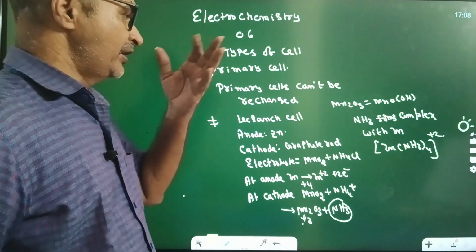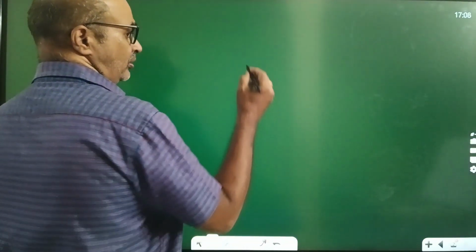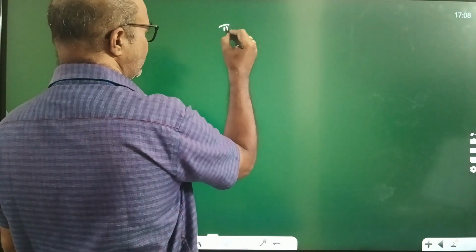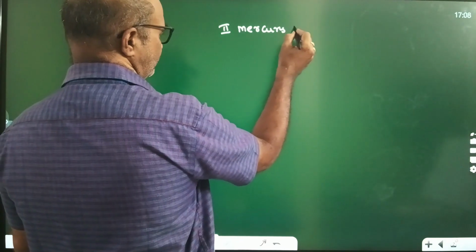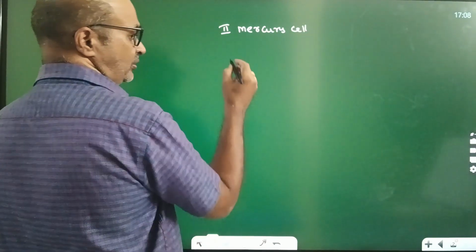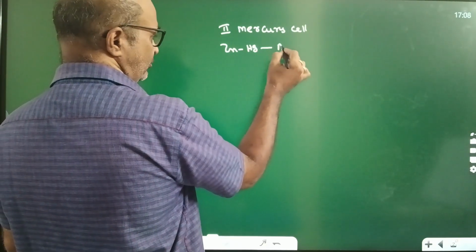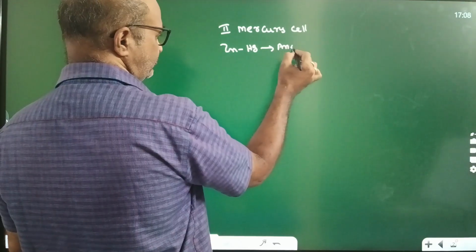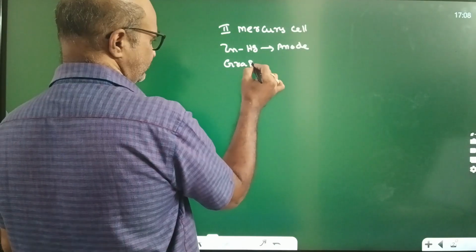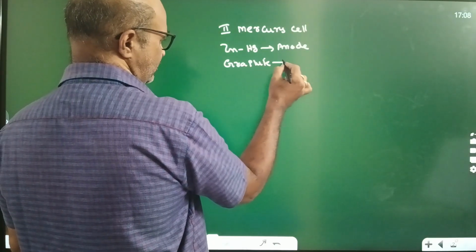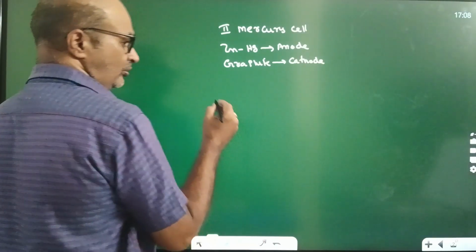Okay, next. Mercury cell. Second one is the mercury cell. Zinc mercury is the anode. Graphite rod is the cathode.